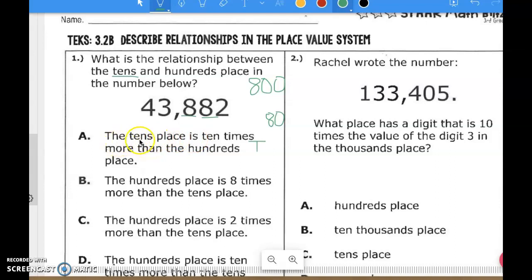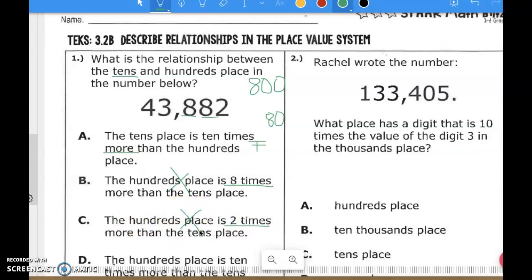Maybe I read it wrong. The tens place is 10 times more. Okay, no, it's the other way around. I'm sorry, this is false. The tens place is not 10 times more, it's 10 times less. The hundreds place is 8 times more. No, not 8 times. The hundreds place is 2 times more. No, not 2 times because we're counting by tens.